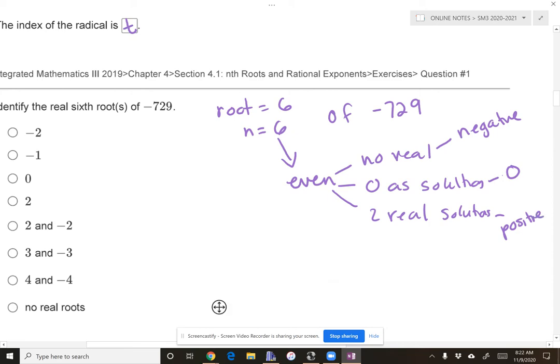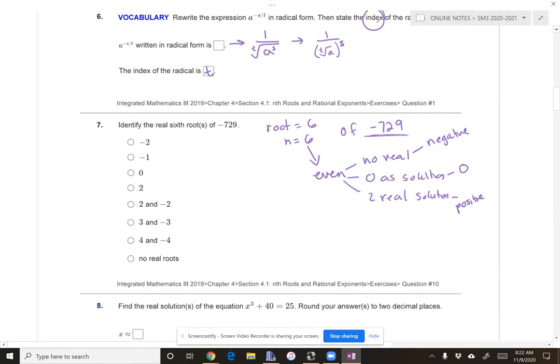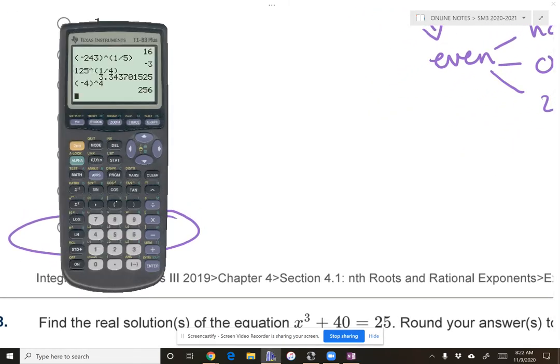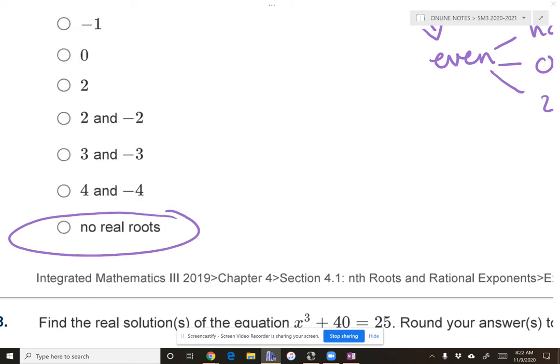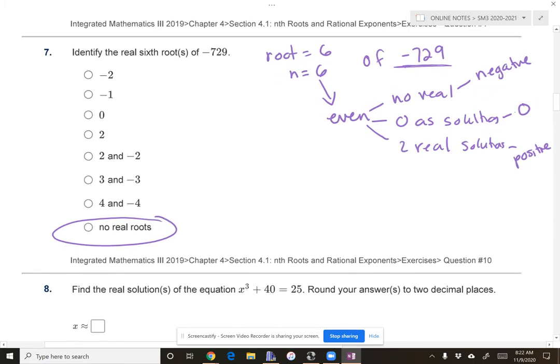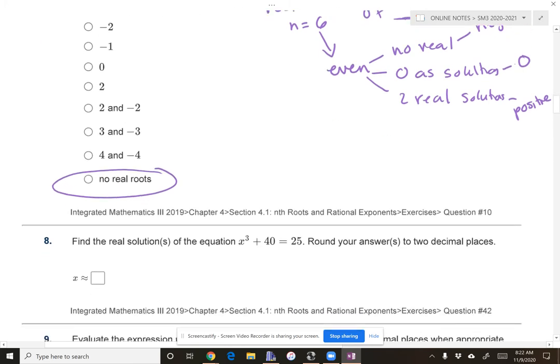So in this situation, this is negative. So the answer is no real roots. And you would know that if you grabbed your calculator and said negative 729 and raised it to the 6th root, so you're raising it to the 1/6. Your calculator freaks out because there's no answer. Okay, see, non-real answer. What non-real answer means is that it would have i's in it, and we don't like that. So we're just going to avoid that. Okay, so if I were you, I would be really careful and check on that chart and use that chart.